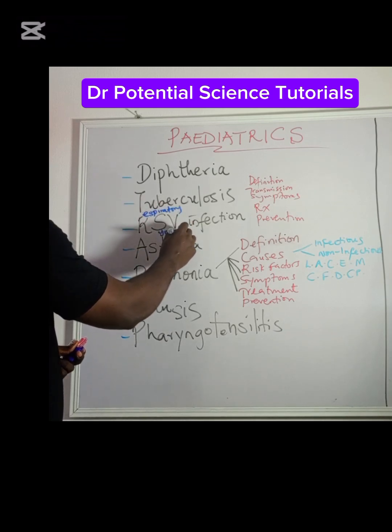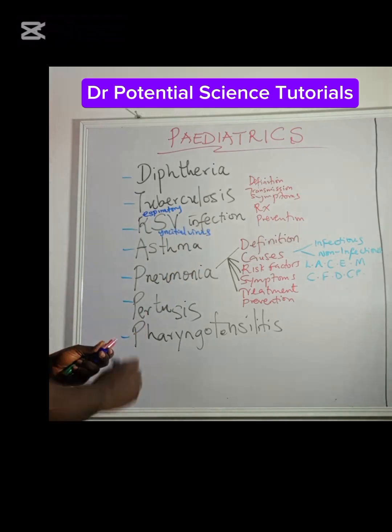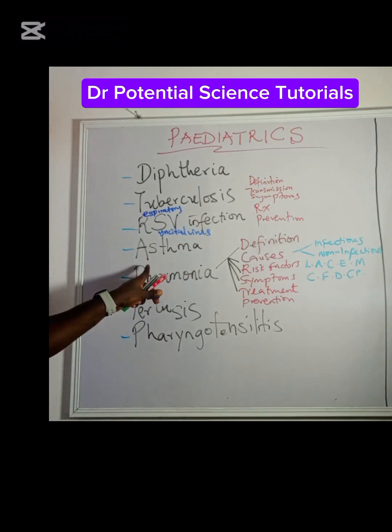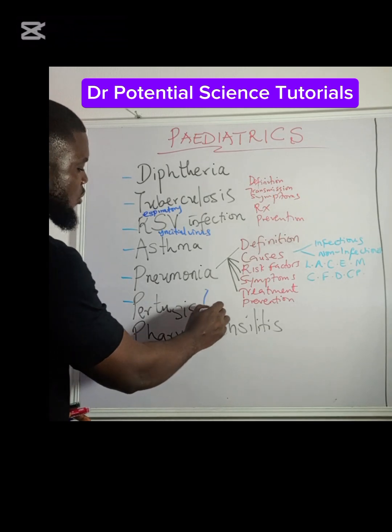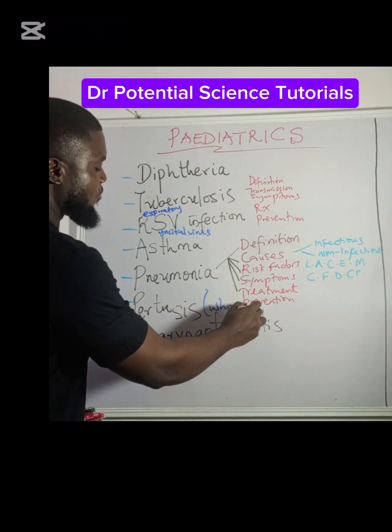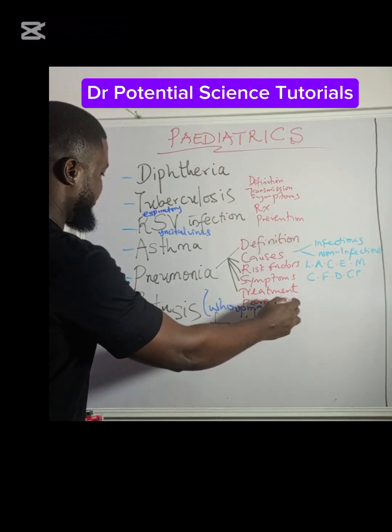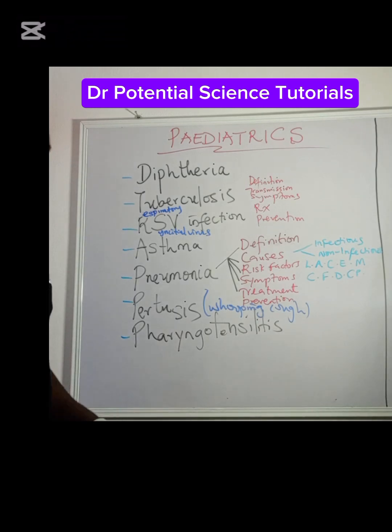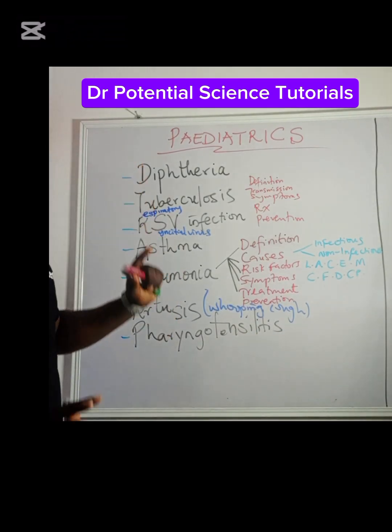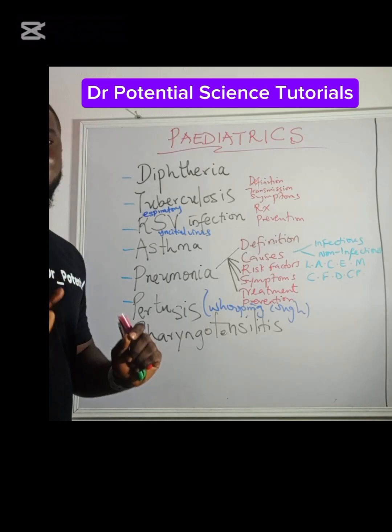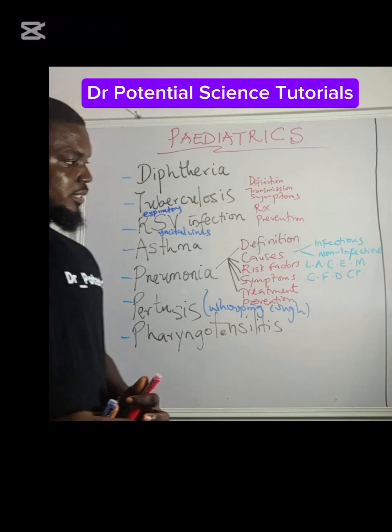syncytial virus infection. Asthma, pneumonia, pertussis. Pertussis is also called what? Whooping cough. Then we have pharyngeal tonsillitis. So any 5 that you can remember, please just list and you have your full 5 marks. The next question, please.